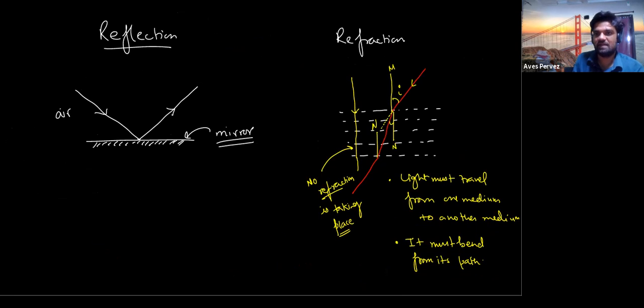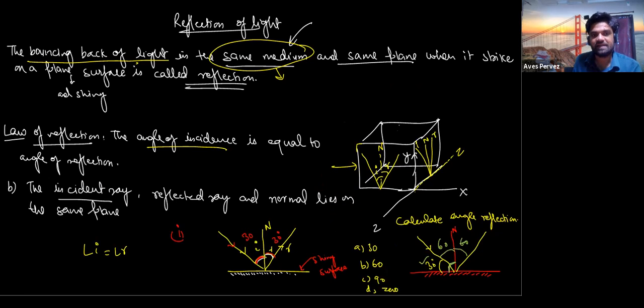The second statement, the second law of reflection, is that the incident ray, the reflected ray, and the normal lie on the same plane. What does this statement mean? When we are talking about the plane, what is the normal? The normal is this one. The incident ray and the reflected ray should lie in the same plane.